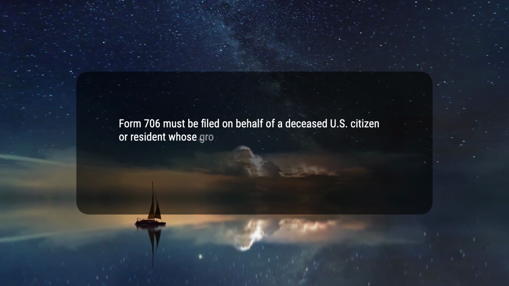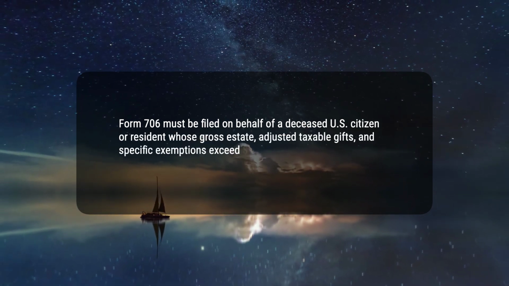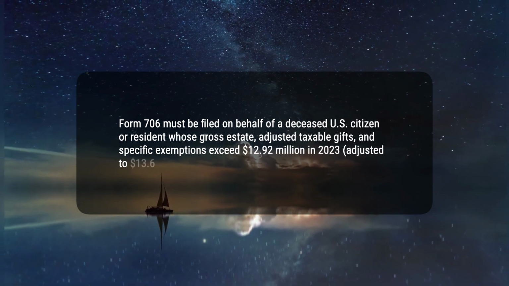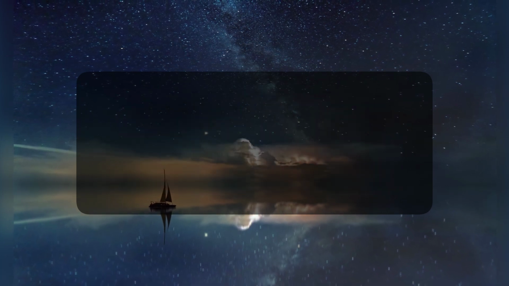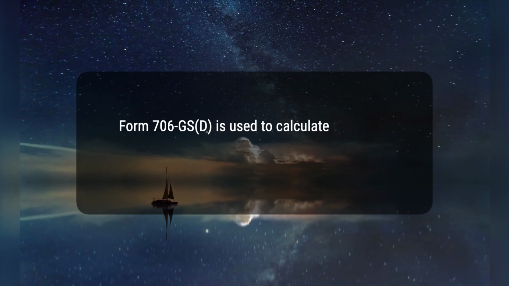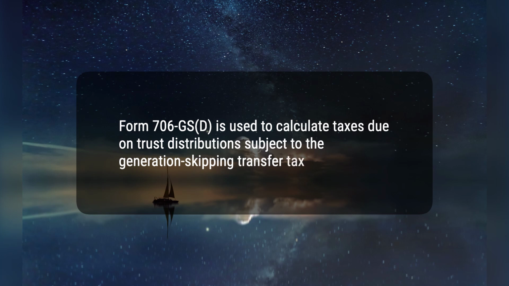2. Form 706 must be filed on behalf of a deceased U.S. citizen or resident whose gross estate, adjusted taxable gifts, and specific exemptions exceed $12.92 million in 2023, adjusted to $13.61 million in 2024. 3. Form 706-GS-D is used to calculate taxes due on trust distributions subject to the Generation Skipping Transfer Tax, GSTT.